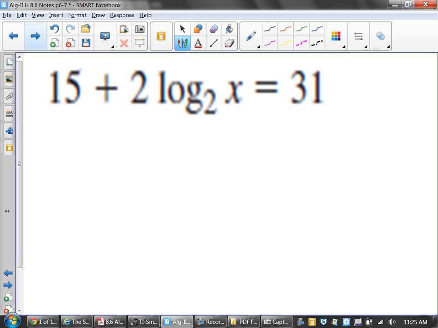Then try this one. What's your first step going to be here, guys? Subtracting 15, good. So now we have 2 times log base 2 of x is 16.